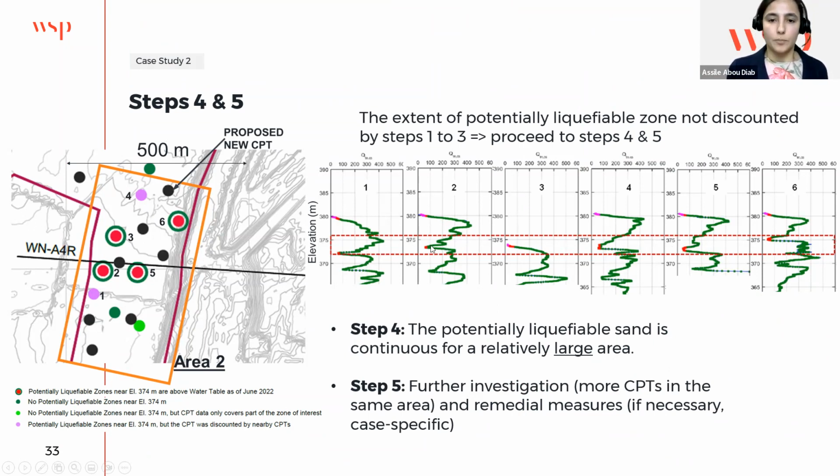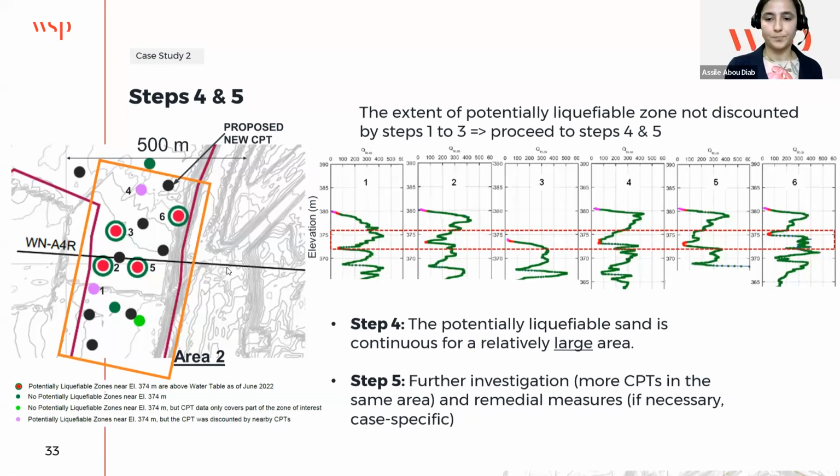And here, the points marked with red are potentially liquefiable, and we identify that by QT-NCS less than 70 to 80. So we can see here potentially liquefiable sand throughout a large area. So here we need further investigation. For the next program, we propose new CPTs in the same region. And also we do some more investigations, run some analysis, and check if it poses risk to our structure and if we need remedial measures, based on case by case.